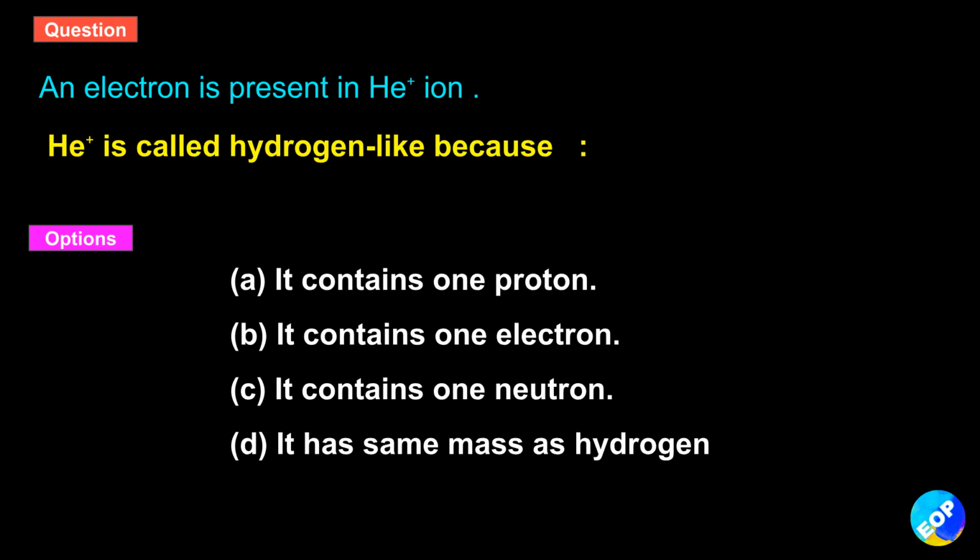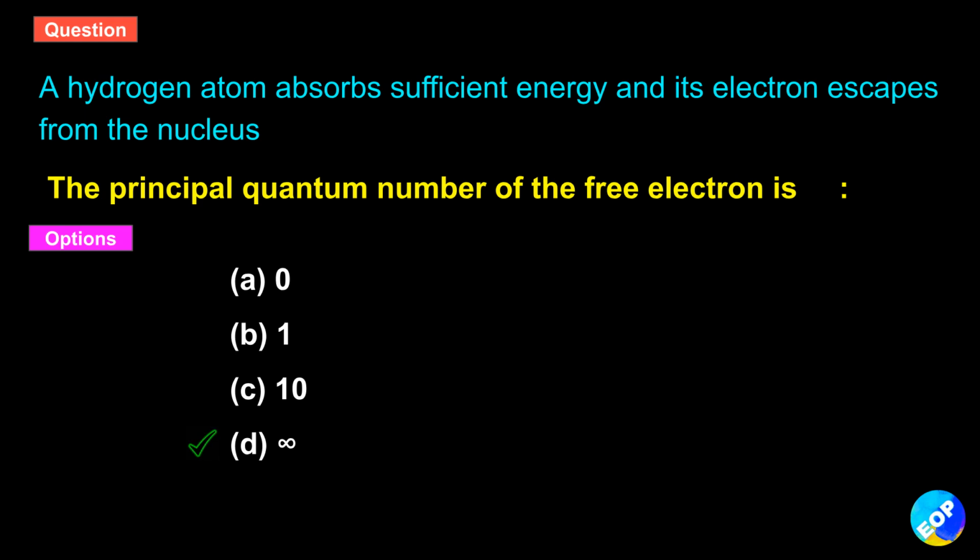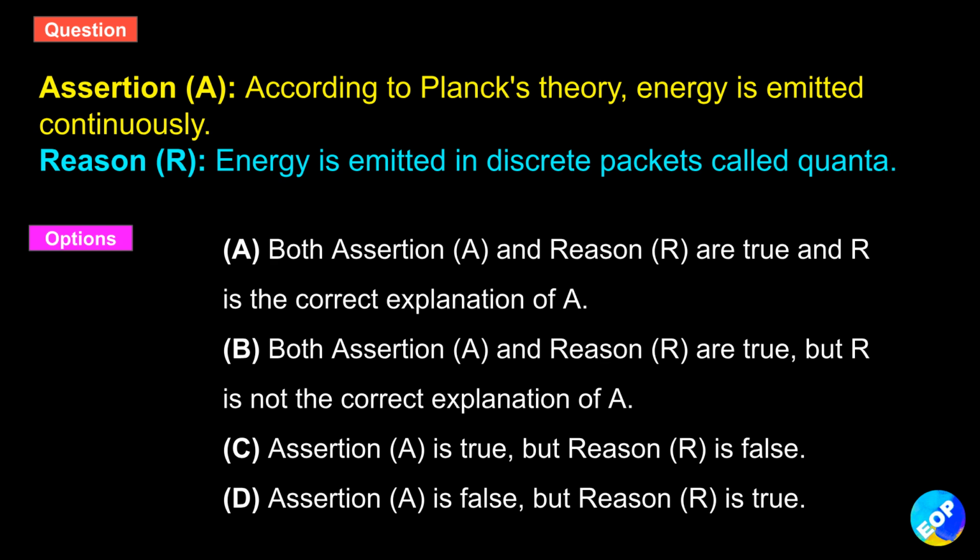An electron is present in helium ion. He plus is called hydrogen-like ion because it contains only one electron. A hydrogen atom absorbs sufficient energy and its electron escapes from the nucleus. The principal quantum number of the electron is n equal to infinity. Assertion A says, according to Planck's theory, energy is emitted continuously. Reason is energy is emitted in discrete packets called quanta. Answer is D. Assertion A is false.